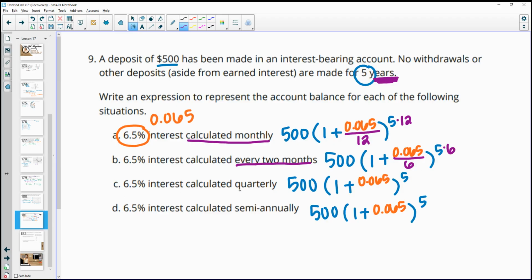In part C, it's calculated quarterly. This is 4 times a year. So we're going to divide the interest into 4 equal chunks, and then we're going to pay it out 4 times every year for 5 years. Semi-annually means twice a year, okay, so 2 times a year. So we'll split this interest rate up into 2 chunks, and then we'll pay it out 2 times every year for those 5 years.